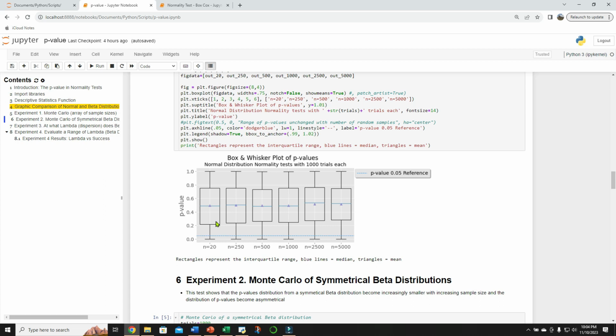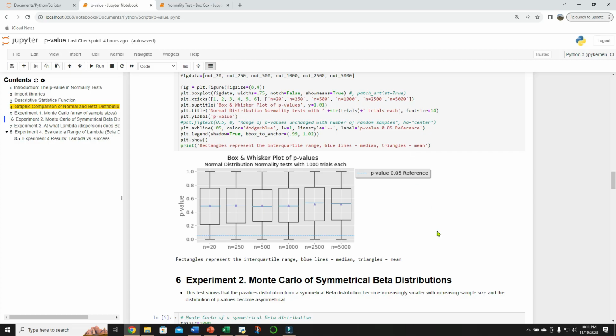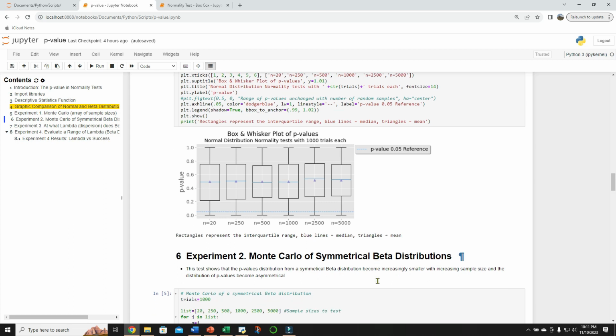And in fact, most of the data is in the normal position. I found it remarkable that it didn't change. I would have thought that all the results would have had p-values greater than 0.05, but I've proven myself wrong here. Now let's do the same experiment for a normal-like symmetrical beta distribution.